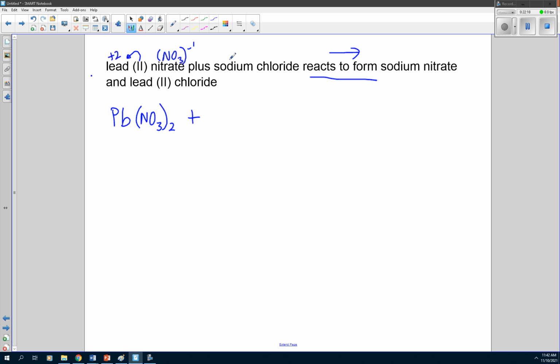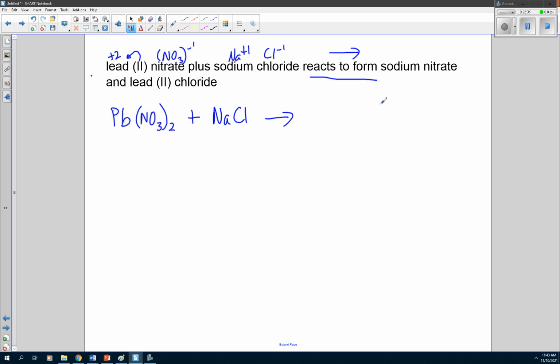Most people remember that sodium will form a +1 charge if it forms a compound. Chlorine will form a -1 charge if it forms an ionic compound. So I'll form NaCl, and then an arrow, sodium nitrate.